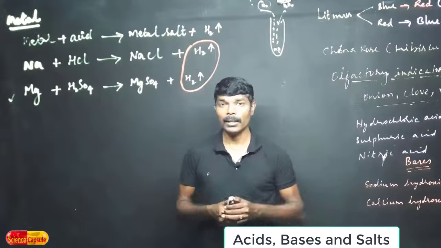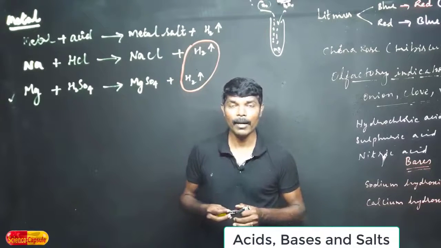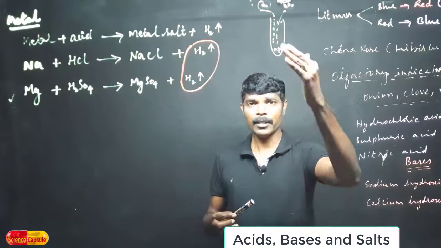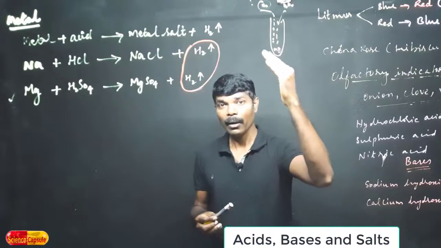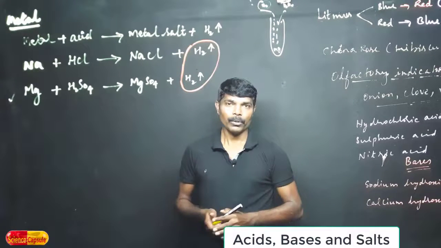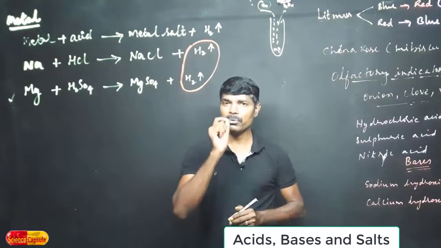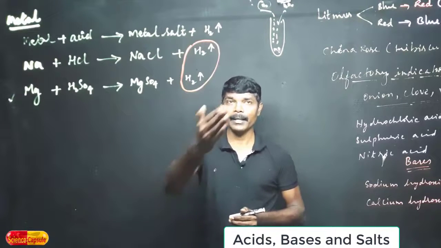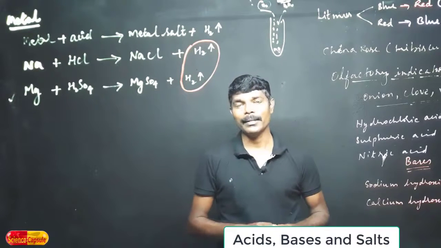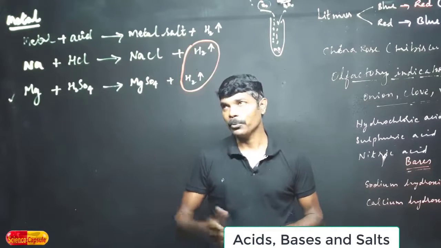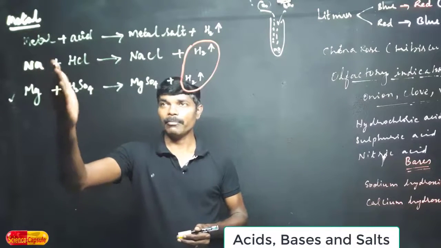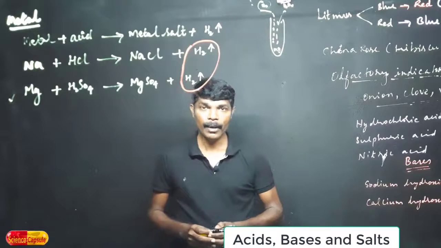This pop sound is a characteristic property of hydrogen gas. If other gases were evolved in this reaction, we would not see any pop sound. So the pop sound is produced only with hydrogen gas. This confirms that in the chemical reaction, hydrogen gas is evolved. So this is the first chemical property, that is, the reaction of metals with acids.